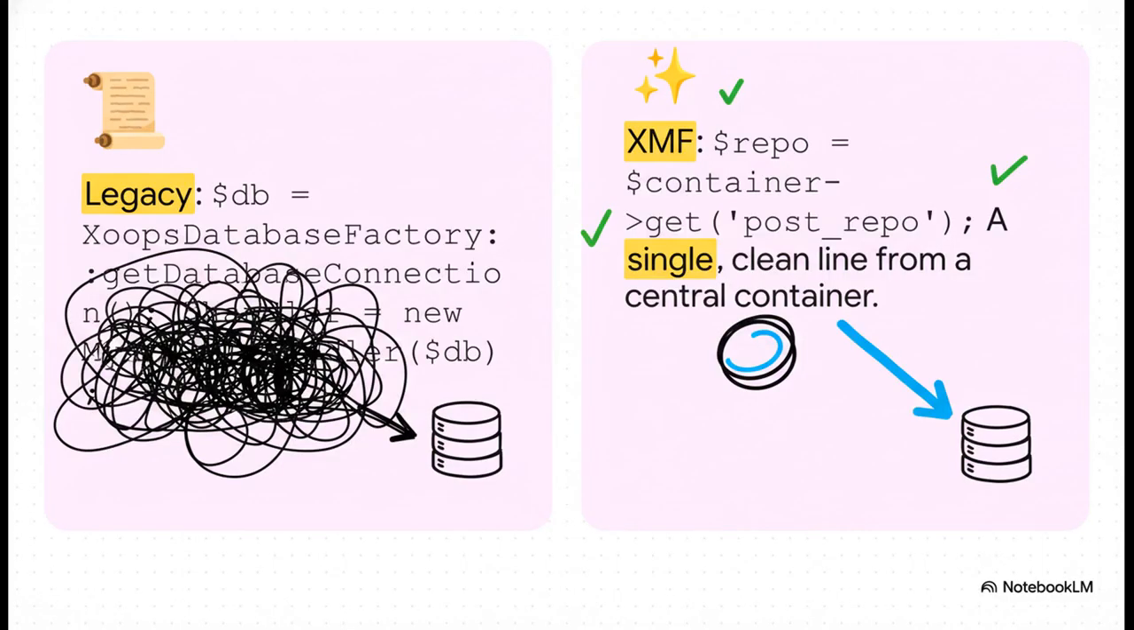Okay, let's just start with a picture, because it says it all. On the left, you see the old way of grabbing a database connection in XOOPS. Kind of clunky, a little bit messy, right? Now, look at the right. That's the XMF way. One clean line. I mean, which one would you rather write all day? This is exactly the kind of elegant simplicity we're going to be talking about.